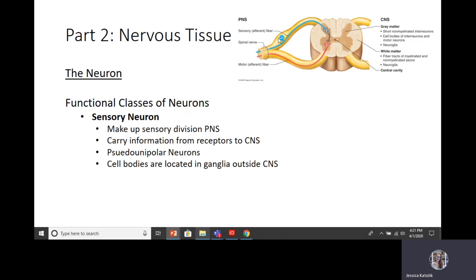Over here, we can see the sensory nerve coming in. The cell body will be located here, and it will actually enter the central nervous system right over here. So we can see it entering the spinal cord. These nerves are going to be pseudo-unipolar neurons, so they're going to have almost a unipolar shape to them.